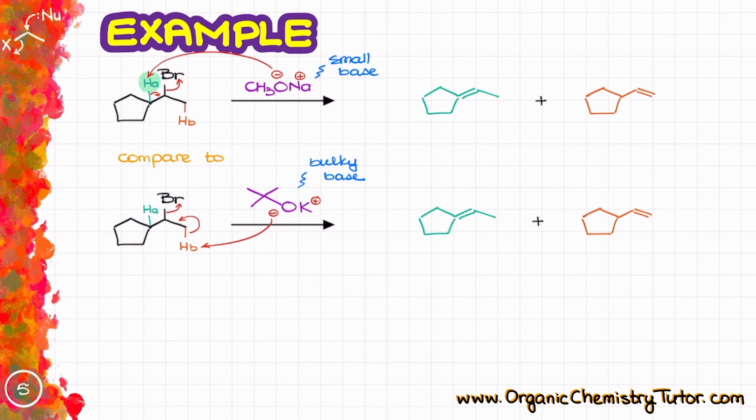So instead, a bulky base will go after the less sterically hindered proton, such as proton B, which is sitting on the outskirts of the molecule. So if I'm trying to get to this guy over here, well, I barely have anything around it, so that makes it really easy to grab it. Thus, the more substituted double bond will be the major product if we use a smaller base, and the less substituted bond will result if we are using the bulky base.